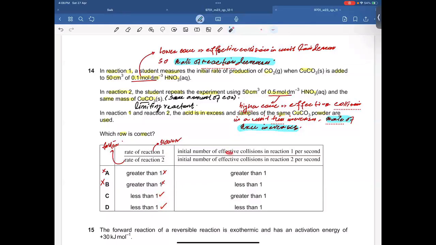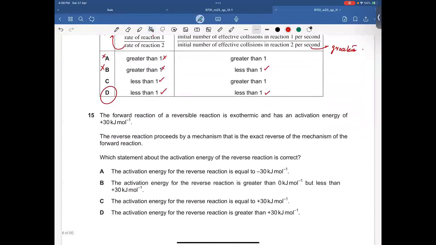Let's talk about the effective collisions in unit time. I've told you that effective collisions in experiment 1 decrease, whereas effective collisions in a unit time increase in experiment 2. So again, it has a lower number of collisions and it has a greater number of collisions. So lower over greater will give you a smaller value, which must be less than 1. So obviously D is going to be the right answer. Okay. Question 15.